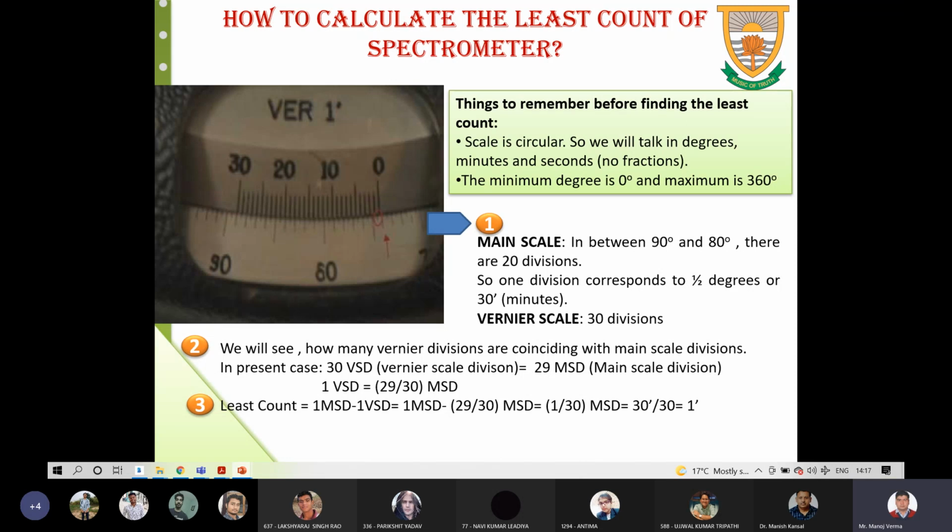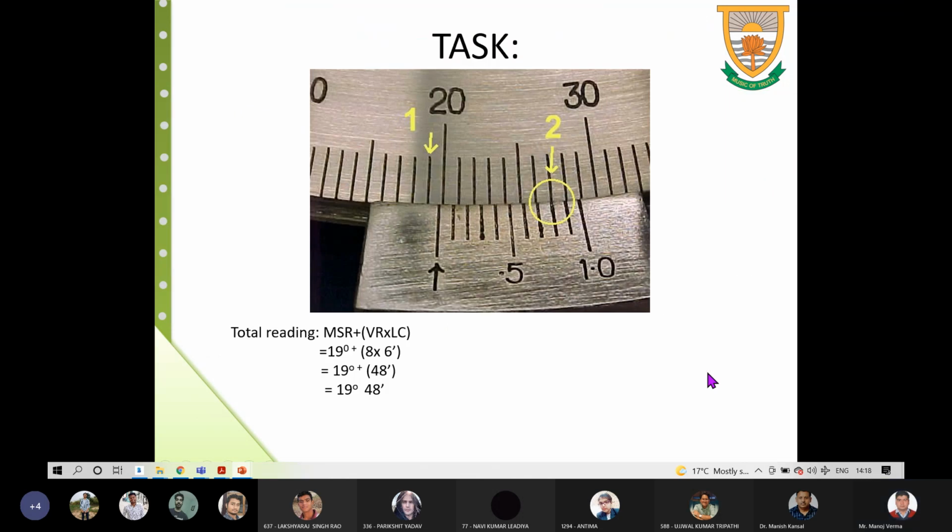But remember one thing, we just want to find the angle between the collimator and the telescope, and the minimum angle which we can find with the help of this vernier scale is 1 minute.